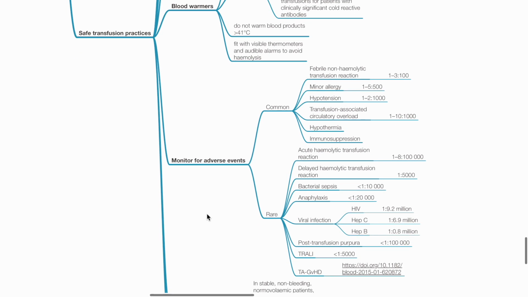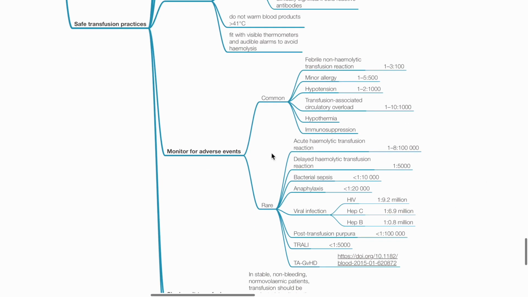Monitor for adverse events. Common adverse events include febrile non-hemolytic transfusion reactions, minor allergies, hypotension, transfusion-associated circulatory overload, hypothermia, and immunosuppression. Rare transfusion adverse events include acute hemolytic transfusion reaction, delayed hemolytic transfusion reaction, sepsis, anaphylaxis, viral infection, post-transfusion purpura, TRALI, and transfusion-associated graft versus host disease.